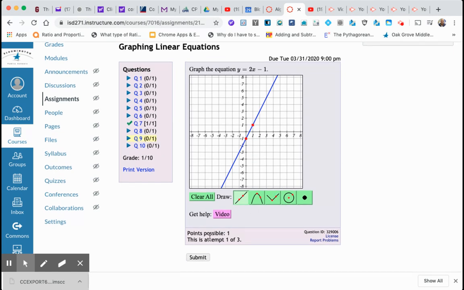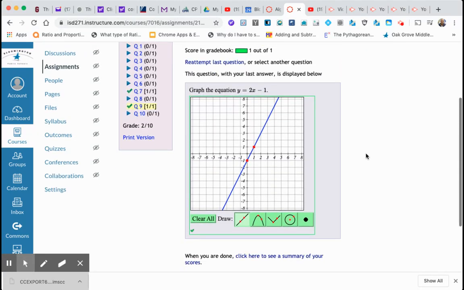Let's check it out and see. I hit submit, and it turned green, so I did that problem correctly also. So those are the different types of problems that you're going to have on this assignment.